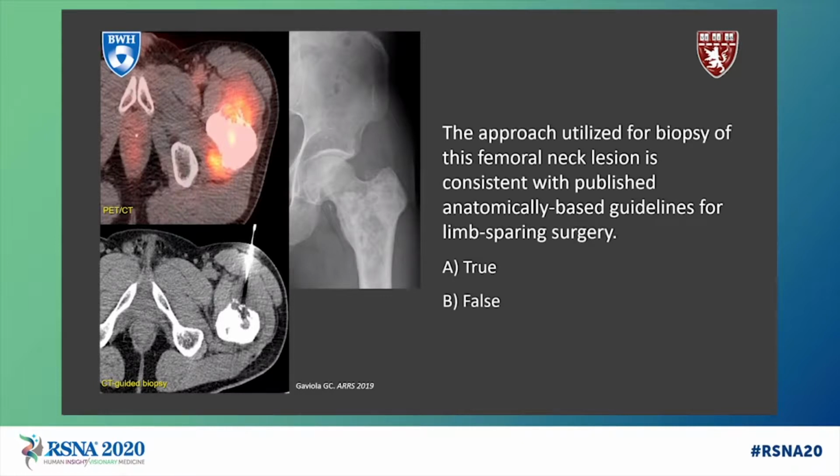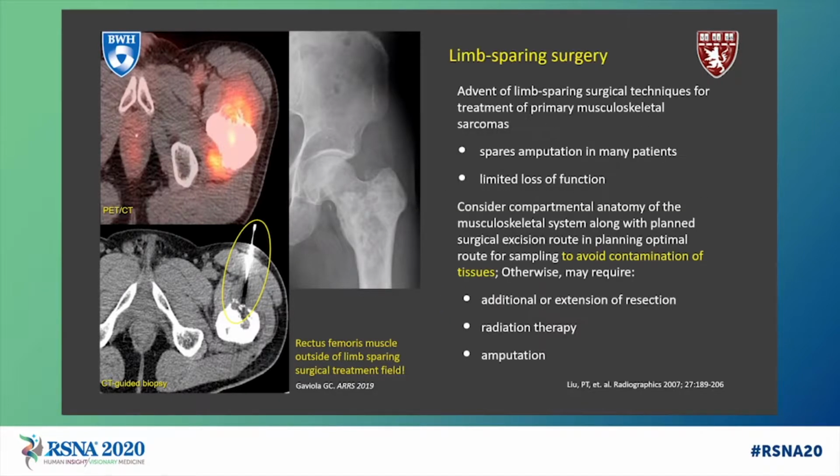So the approach utilized for biopsy of this femoral neck lesion is consistent with published anatomically based guidelines for limb-sparing surgery. True or false? And we'll recognize here that the rectus femoris muscle is actually outside of the limb-sparing surgical treatment field. The advent of these limb-sparing surgical techniques for treatment of primary musculoskeletal sarcomas helps spare amputations in many patients and limits the loss of function.